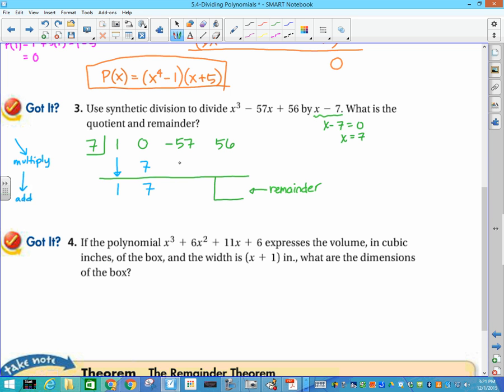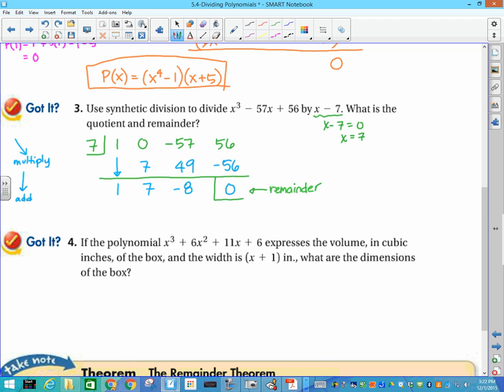7 times 7 is 49. Negative 57 plus 49 is negative 8. 7 times negative 8 is negative 56. And 56 plus negative 56 is 0. And there's my remainder. Okay, so, excuse me, what is the quotient and what is the remainder?